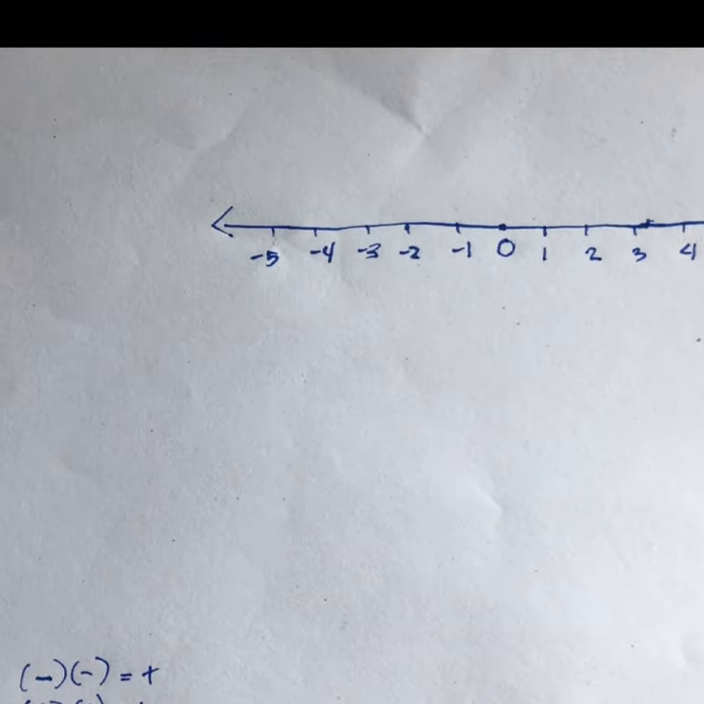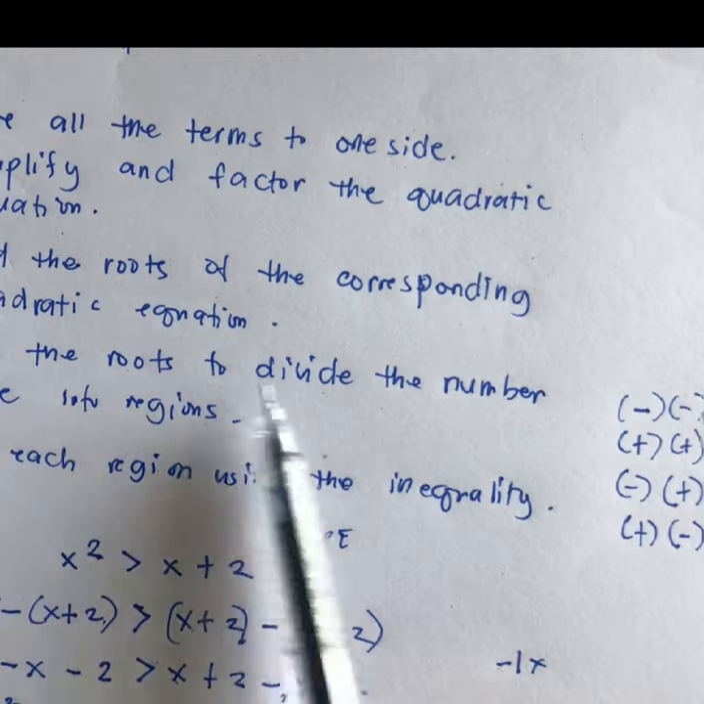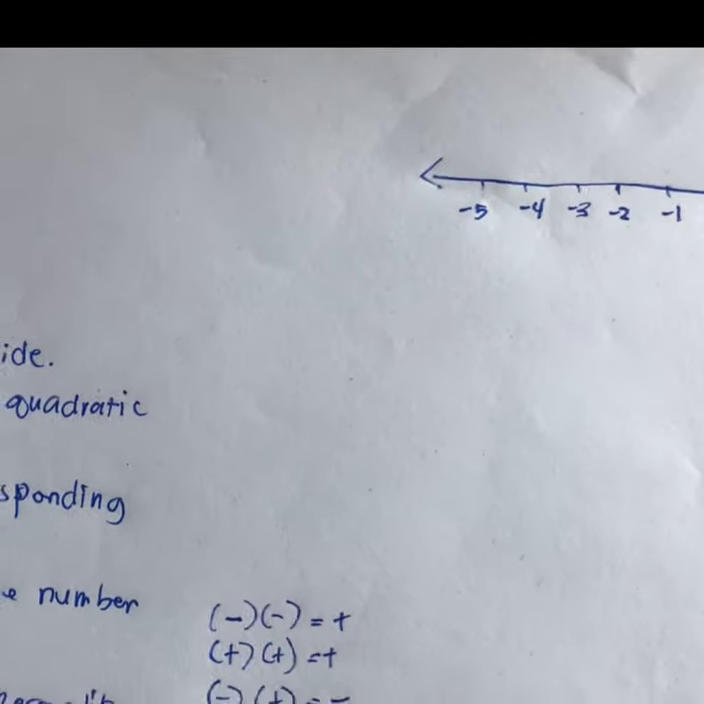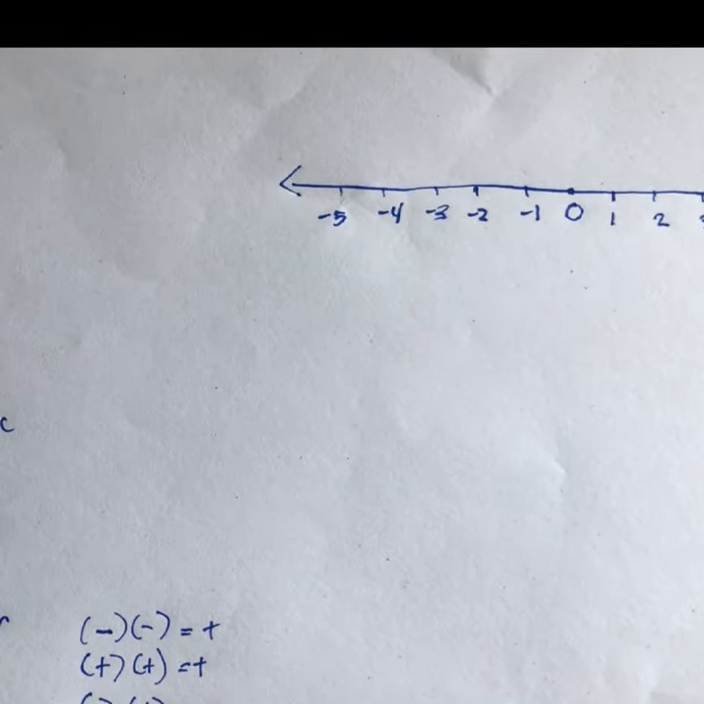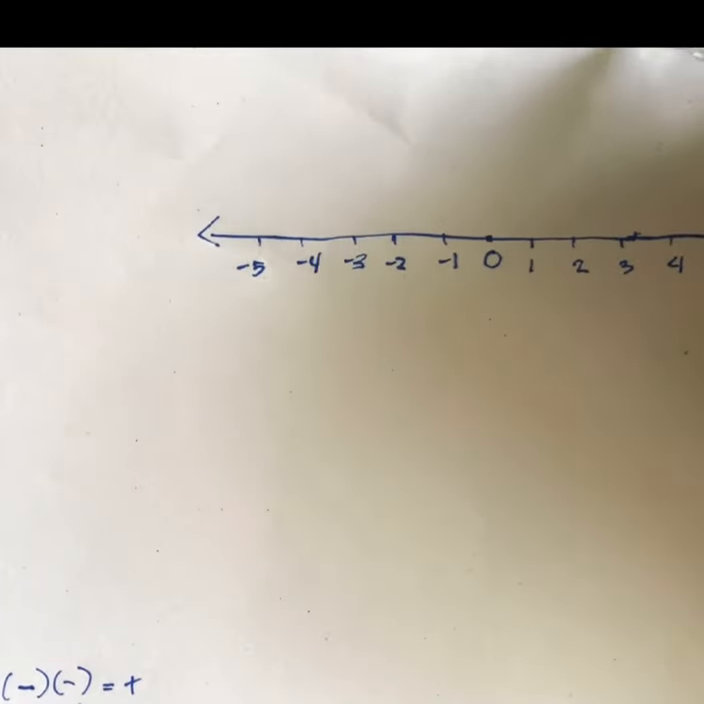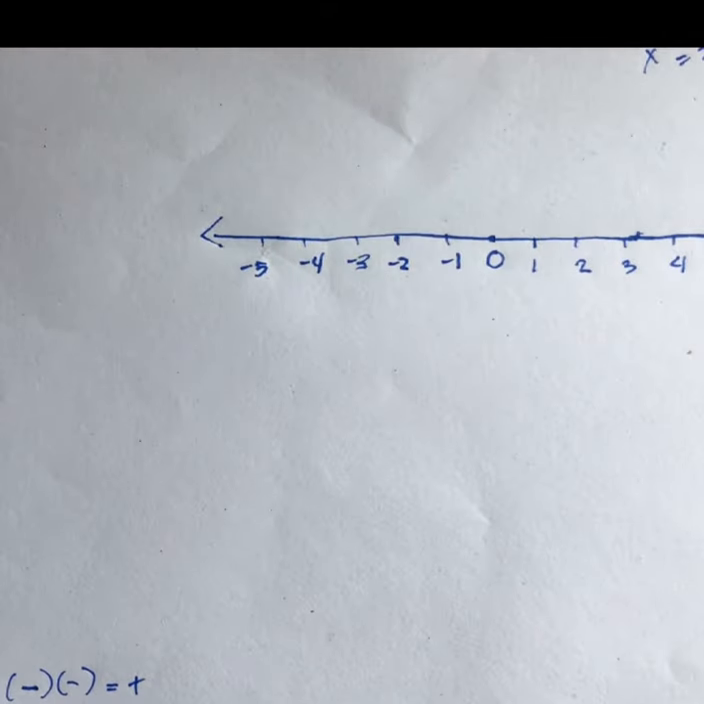So, what was indicated in step number 4? That is to use the roots to divide the number line into regions. So, now we have to divide this number line into regions. Take note that the values for our x, or the roots, we have negative 1. Am I right? No, that's okay. That's negative 1 and positive 2.